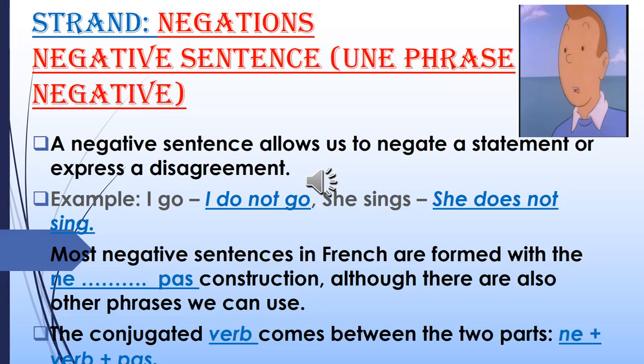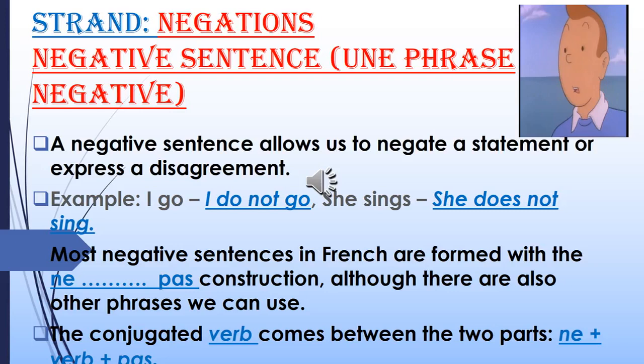Today we are doing something on negations. When we talk of negations, we are going to write or say a sentence in the negative form or in the opposite direction, or express a disagreement to a statement being made.